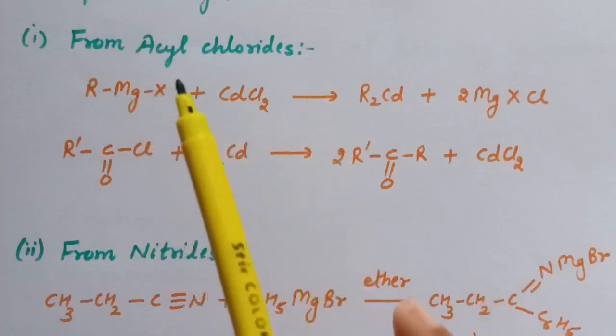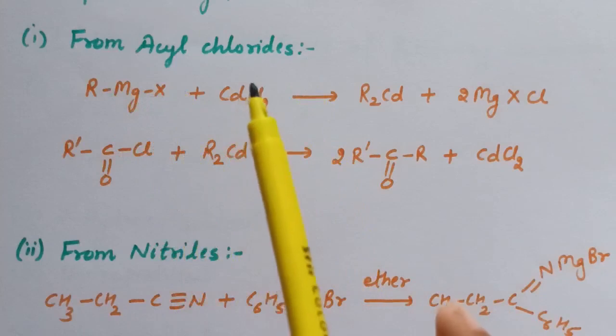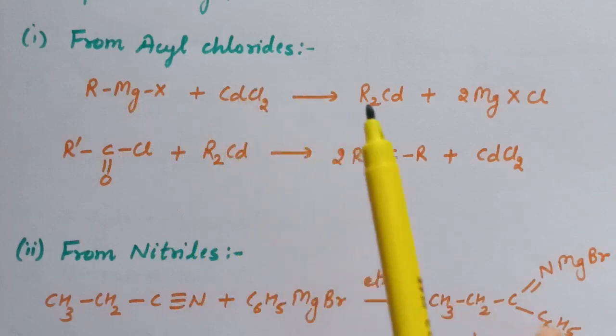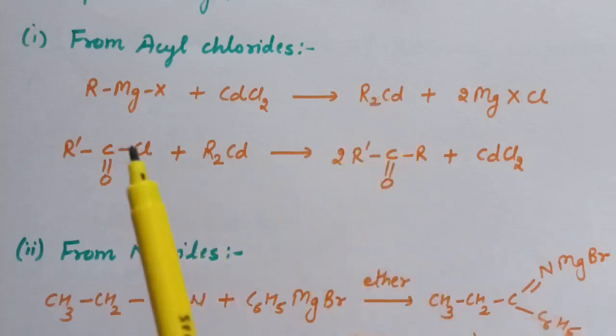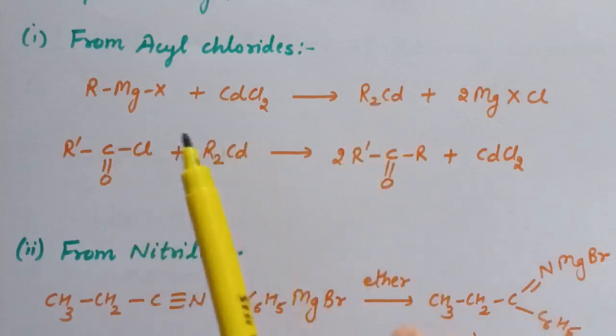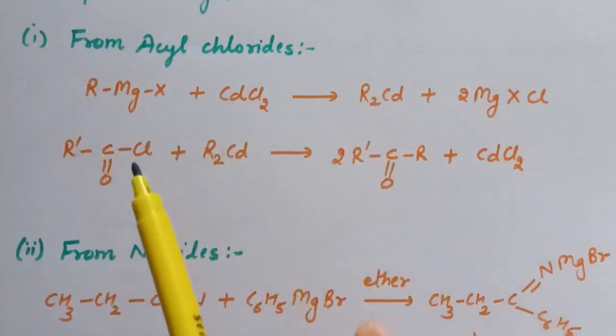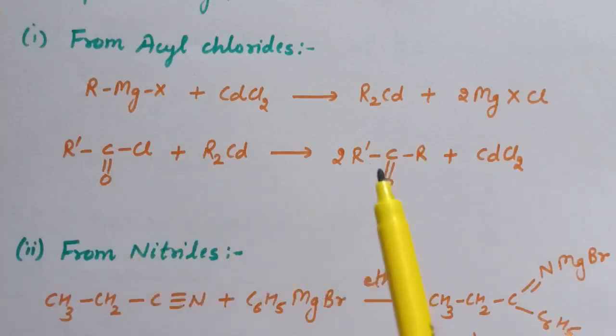Reaction of Grignard reagent, that is RMgX, with cadmium chloride results in the formation of dialkyl cadmium, and the reaction of dialkyl cadmium with acyl chloride results in the formation of ketone.